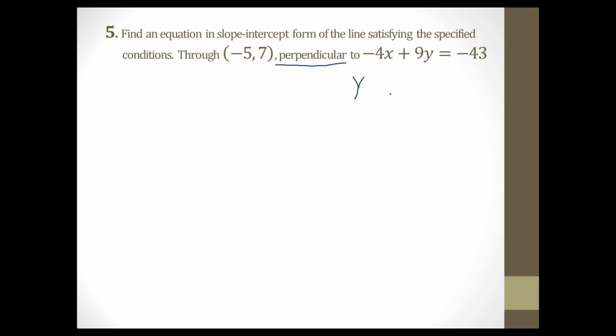To be able to know what the slope is, we have to solve this equation into the slope-intercept form, which was y equals mx plus b. So basically we're isolating the y. Let's solve this for y. Negative 4x plus 9y equals negative 43. So solving for y, let's move the x term to the other side by adding 4x to both sides.